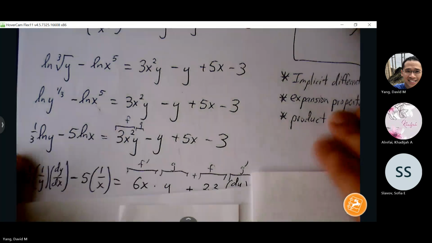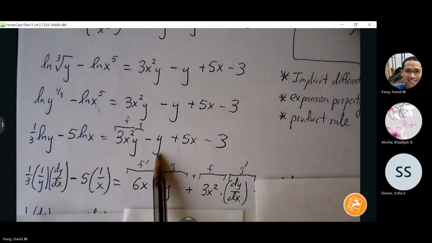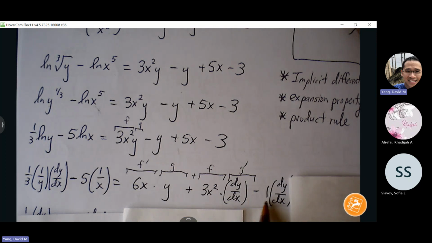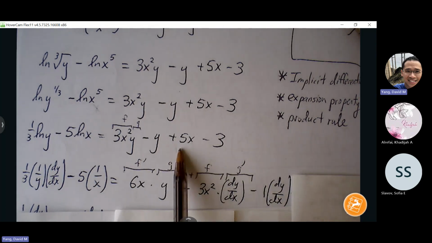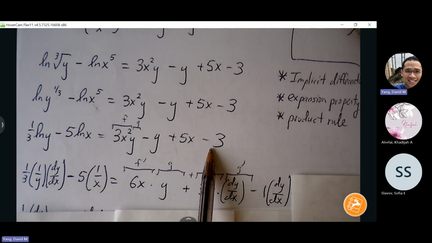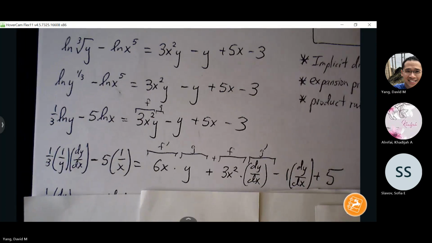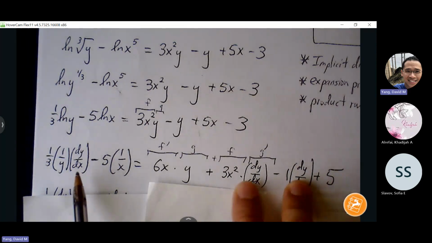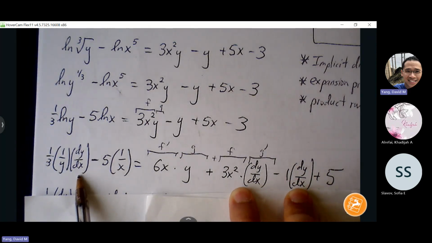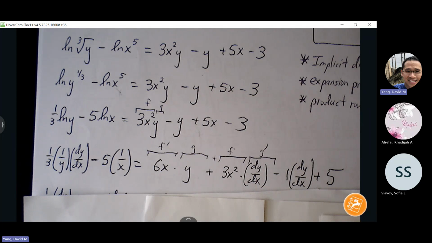Minus y's derivative, dy/dx. I like to put a 1 here as a reminder that if I were to factor that dy/dx out, I don't forget that there's still a number there. Okay, 5x is minus 3, equals 0. We're expecting 3 dy/dx's to come up, and we do. So now the calculus is done. Now you're just rearranging, moving things around, getting the dy/dx terms on the same side, on the left side, so you can factor that dy/dx out.